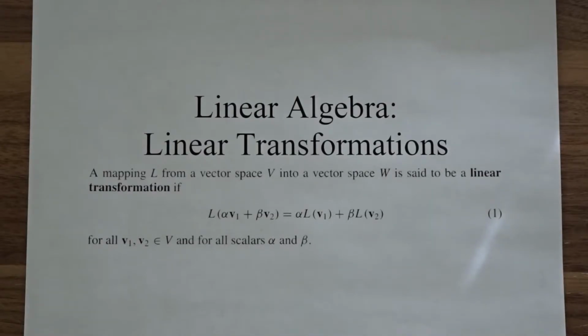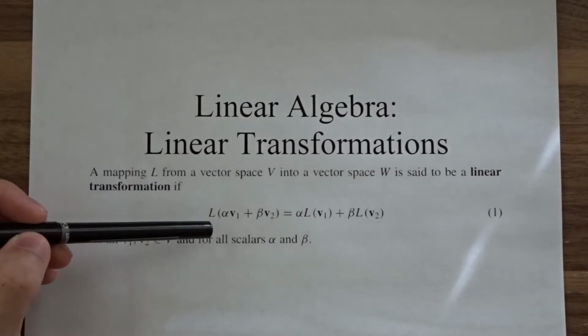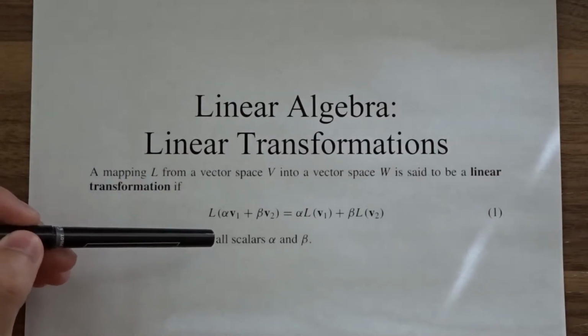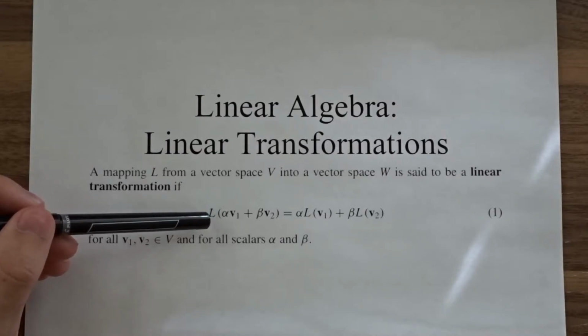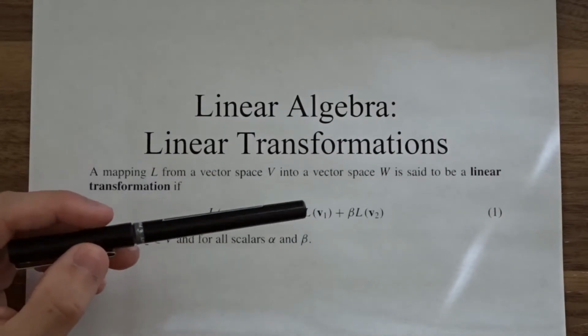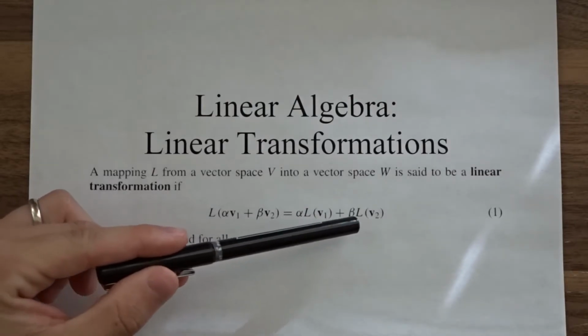Technically speaking, this definition merely displays the, quote, preservation of addition and scalar multiplication. All it says is if we have two vectors, multiply each by a different number, and add them together, and then apply the transformation, it would give us the same answer as applying the transformation to the vectors separately, multiplying them by a number, and then adding them together.